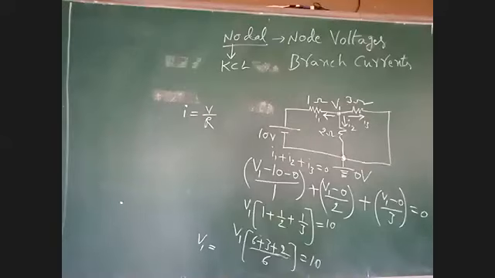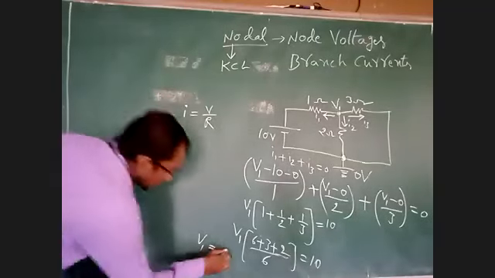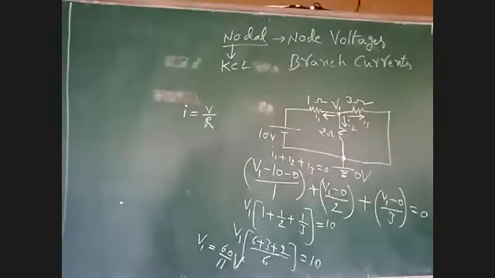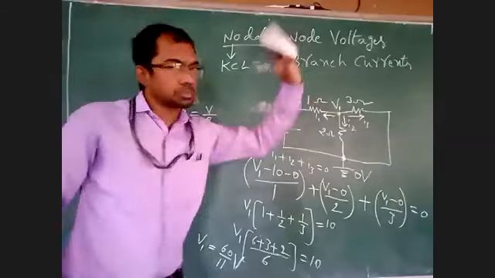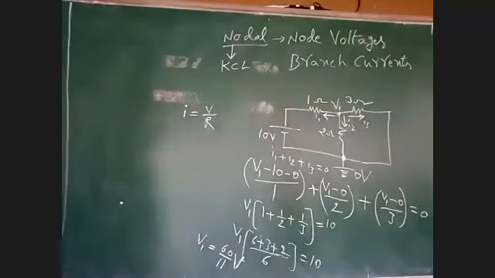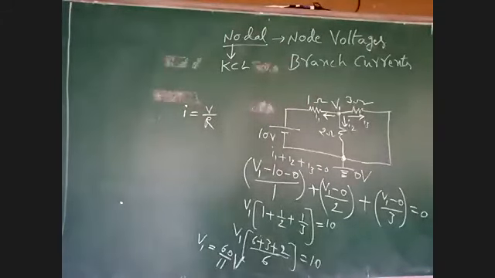60 by 11, or about 5.4. Yes, 60 by 11. Now I have determined the node voltage. This is the procedure for determining node voltage by assuming all the currents are leaving from the node point.